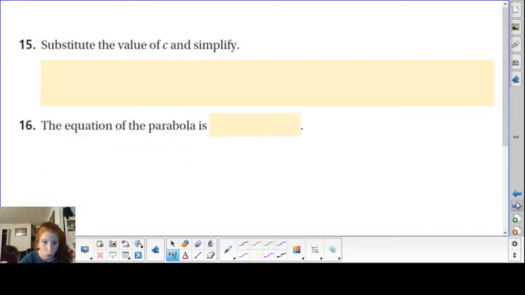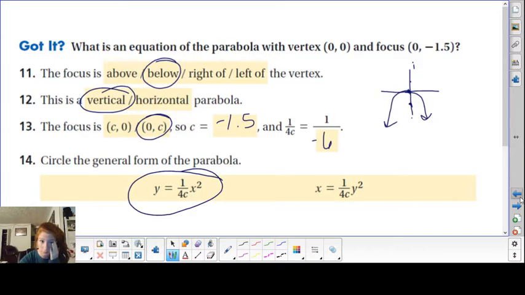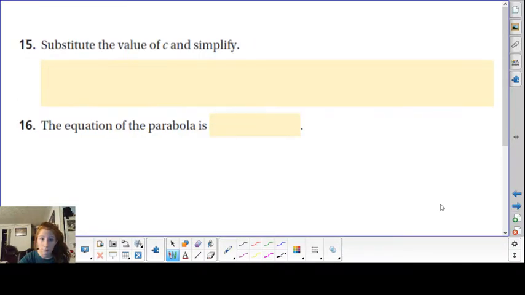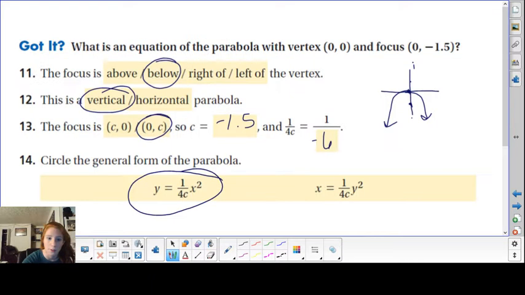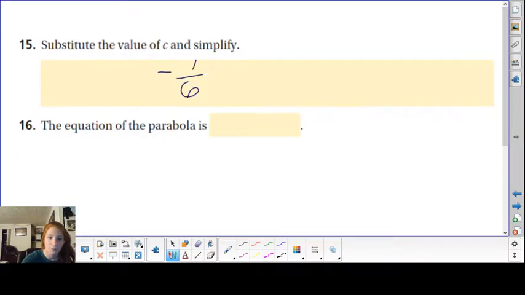So, substitute the value for c. We essentially already did that here. So we know it's going to be 1 over 6. And we said it's going to be y equals, so that's y is equal to negative 1 over 6 x squared.